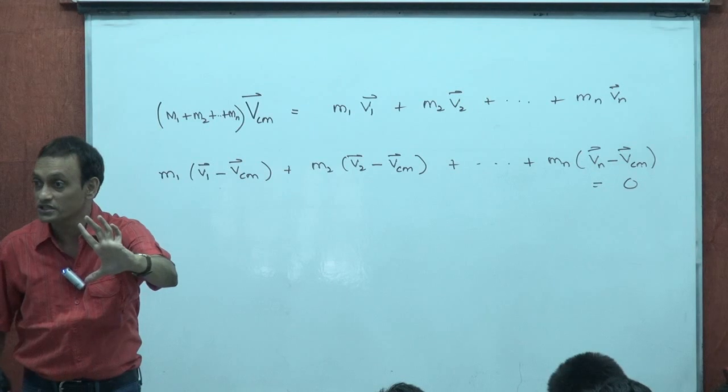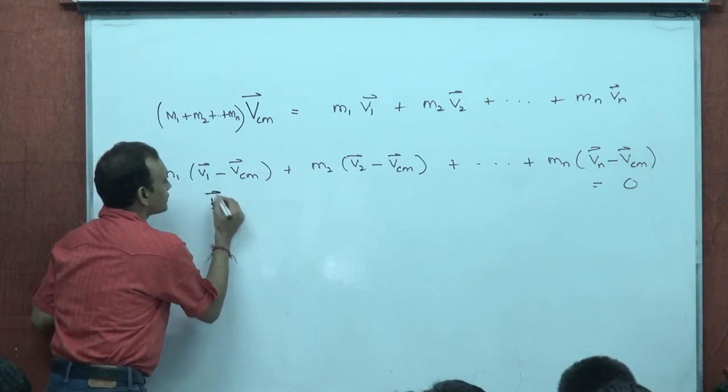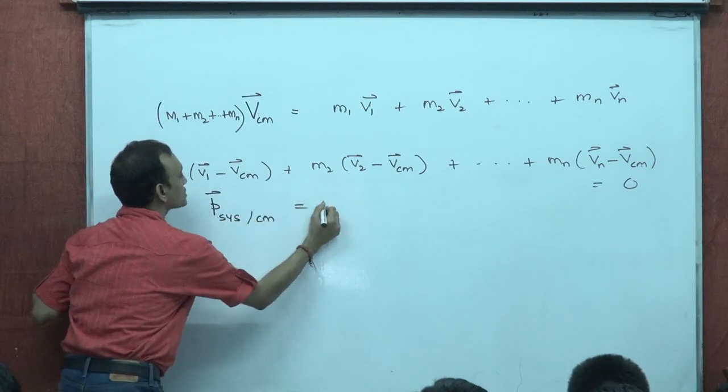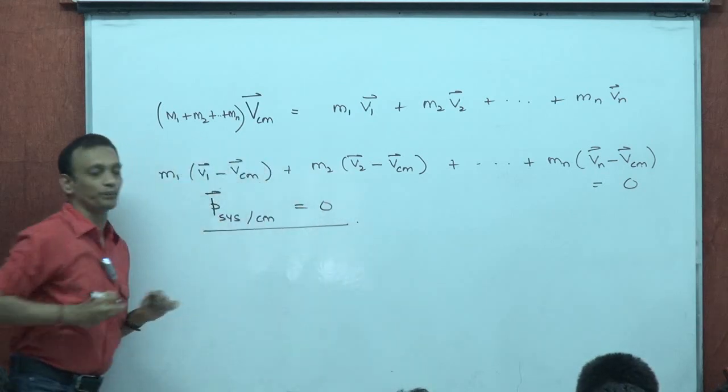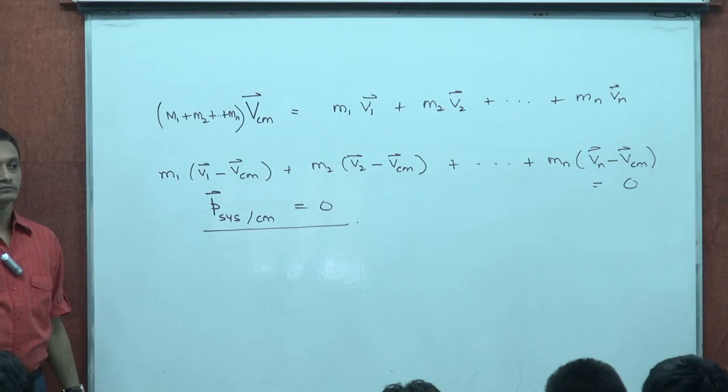That's extremely important to understand, right? So linear momentum of a system as seen by the center of mass will always be 0. Clear?